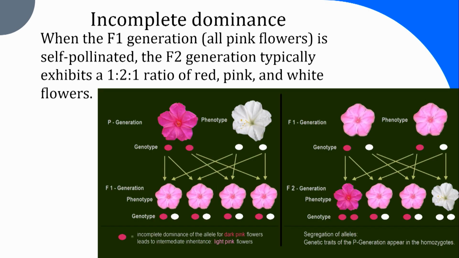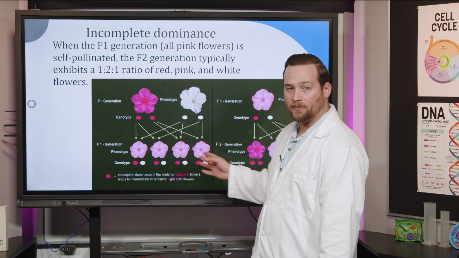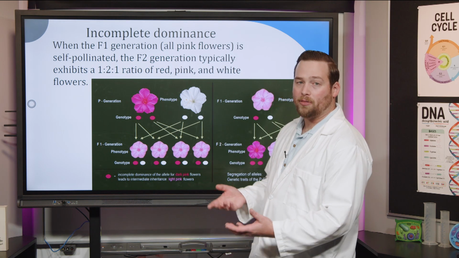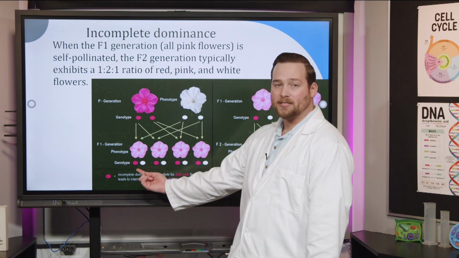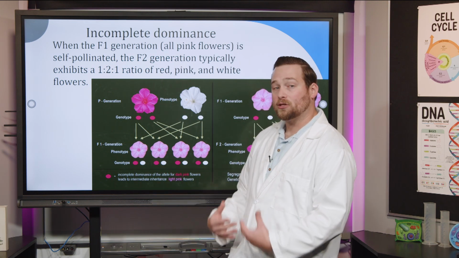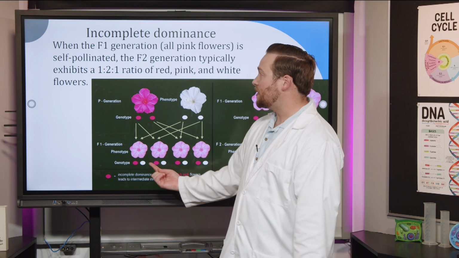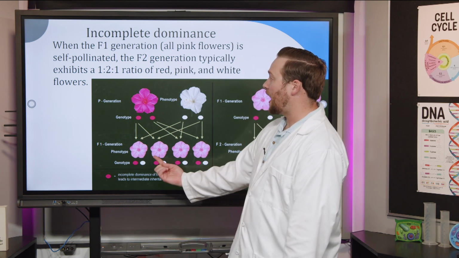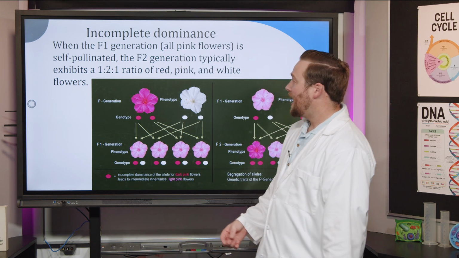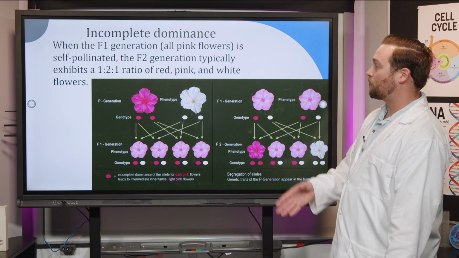So this says when the F1 generation, all pink flowers, so we're over here on the left in that bottom row, okay? So what's happening here, these are all pink flowers. Because they're pink, we know that they're heterozygous. And heterozygous here means they have one trait for being red and one trait for being white. The red can't totally overpower that white, so they mix together, okay? When the F1 generation, all pink flowers, self-pollinates, the F2 generation typically exhibits a 1 to 2 to 1 ratio of red, pink, and white.